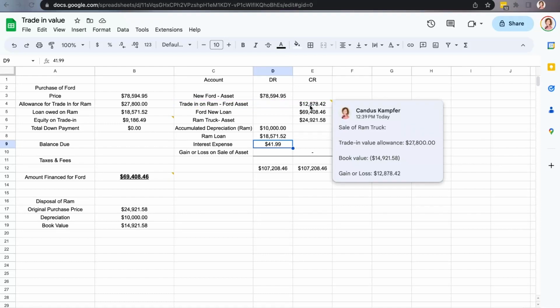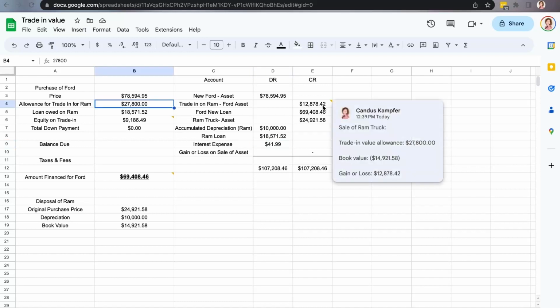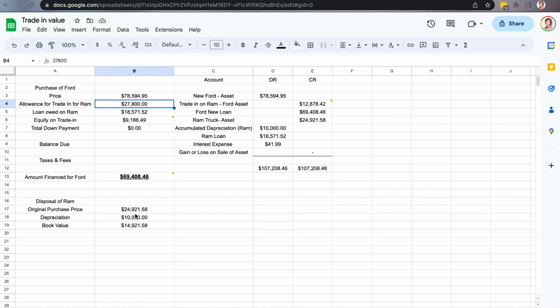So that is where we took the $27,800, the amount that the dealership gave us on the trade-in, subtract the book value, which was, just to summarize how you do it, you take the original purchase price minus depreciation will give you the book value.